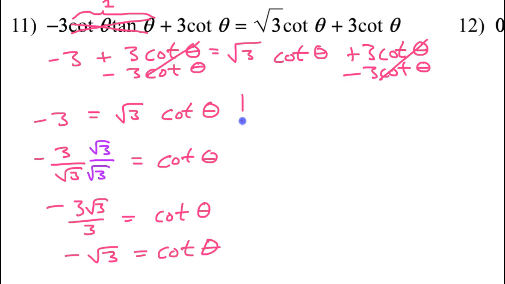Okay, this is great. Now, cotangent is the reciprocal of tangent. So taking the reciprocal of both sides, the reciprocal of cotangent is tangent, and the reciprocal of negative radical 3 is negative 1 over radical 3.